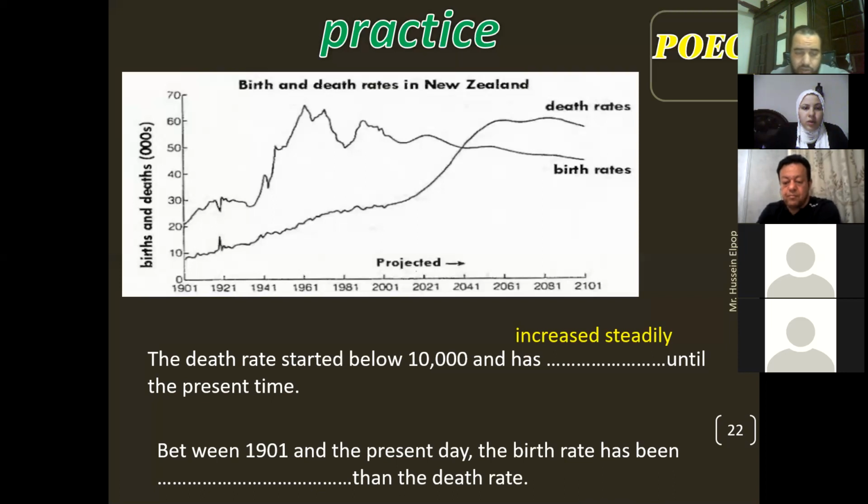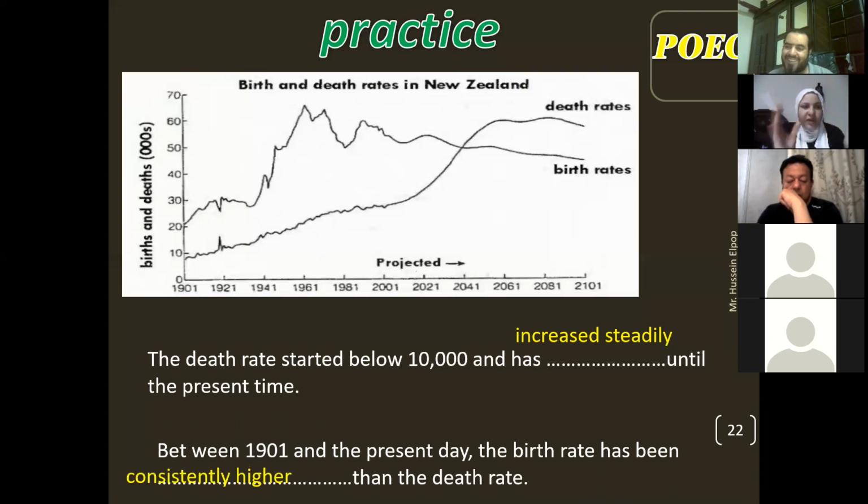So between 1901 and the present time, the birth rate wobbling has been higher than the death rate. Sorry? Wobbling. Going ups and downs. Maybe. Who else? I would like you to compare between the two lines. It needs focus because you use the words increase, decrease, the same. No, it should be has been going higher and lower than the death rate, like two things. Actually, okay, I don't know.